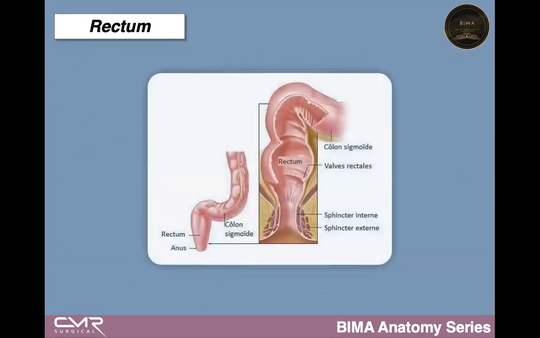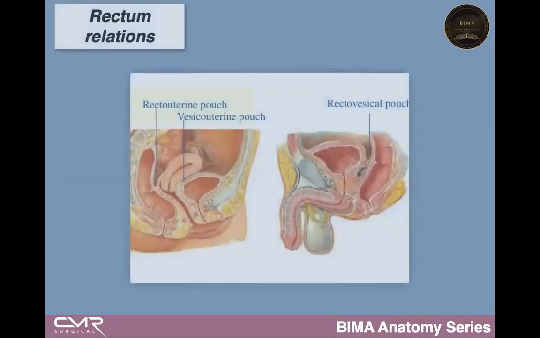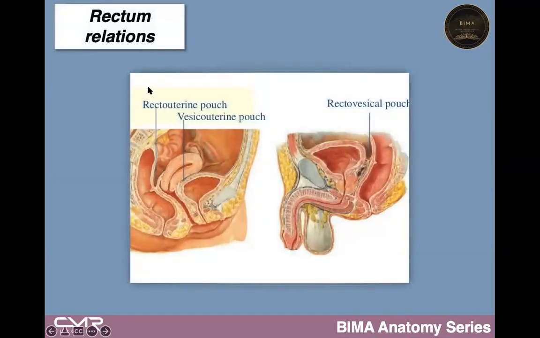So this is the rectum. This is obviously the sigmoid. Sorry about the Spanish. Sigmoid here, you've got the rectum. This bit here is the rectal ampulla before you get to the anal canal. And these are the rectum relations.